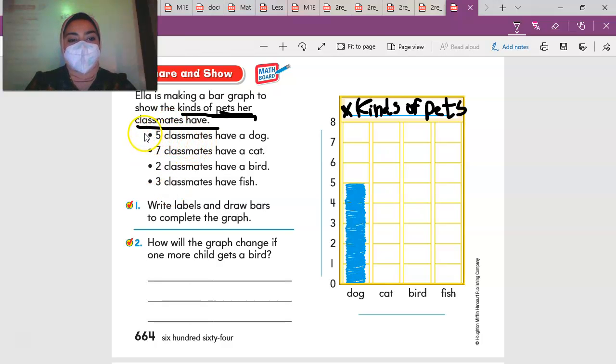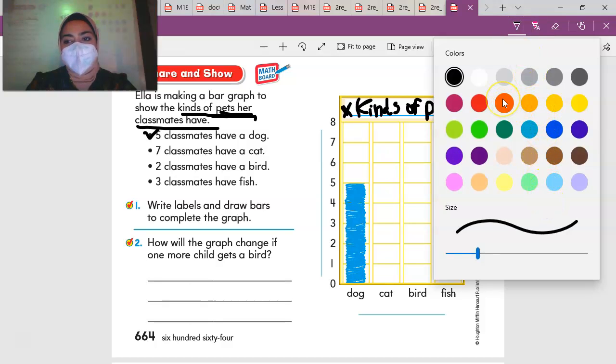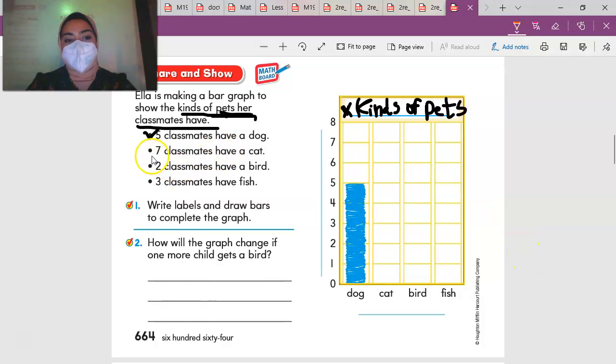Very easy. 5 classmates have a dog. So for dog, you're going to color it in all the way until what? Until 5. Very good. Yes, it is already colored in, so we don't do anything there. We're going to move on to the next bullet point. These little dots here, these are called bullet points. The next bullet point says 7 classmates have a cat. How many have a cat? 7 have a cat. 1, 2, 3, 4, 5, 6, 7. So we're going to fill this in all the way till 7.